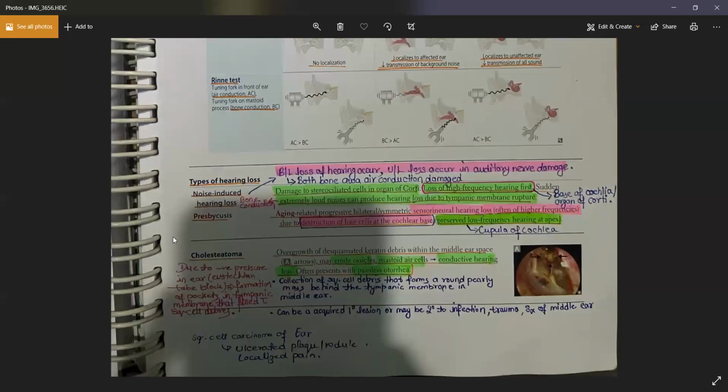Then you have the cholesteatoma. Basically, you have two types of otitis media, right? The acute and the chronic one. And the cholesteatoma is a complication of chronic otitis media. Because of this chronic otitis media, because of this negative pressure inside your middle ear, you're having some formation of pockets on the eardrum.